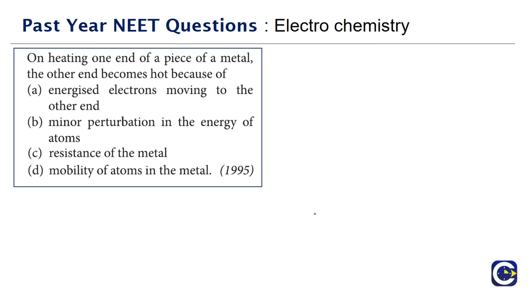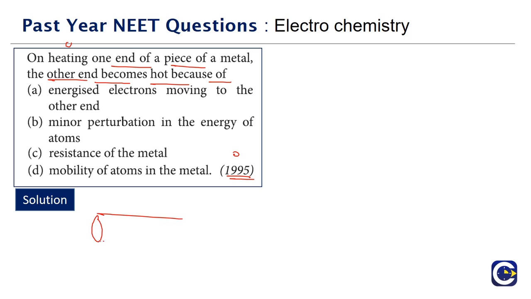Next we have a question that came in the year 1985. On heating one end of a piece of metal, the other end becomes hot because of... So when we heat one end of the metal, the other end becomes hot. This is not actually a question related to electrochemistry itself, but a general question on heat transfer.